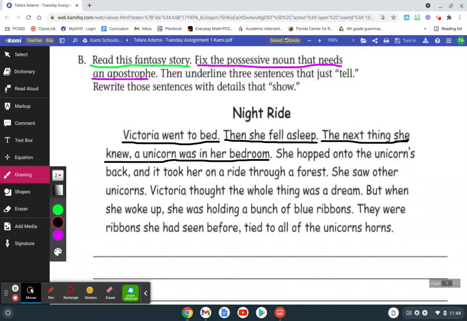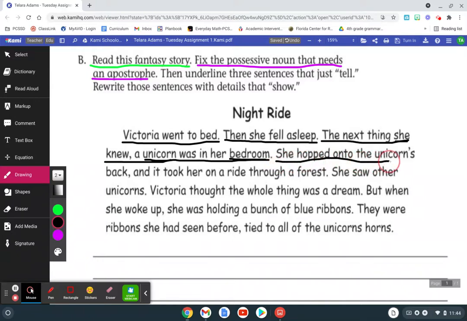She, unicorn, bedroom. Those last two are my things. Is there any possession? Does the unicorn or bedroom own anything? Nope. Let's go to my next sentence.